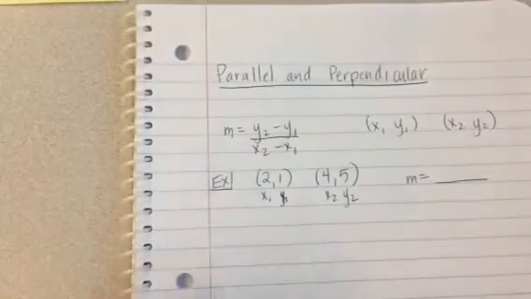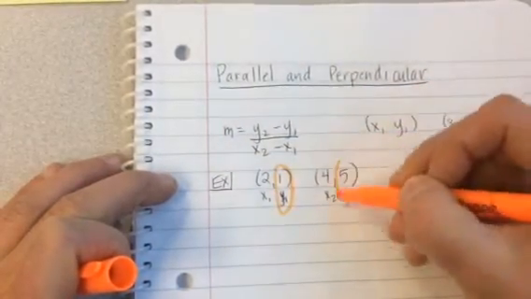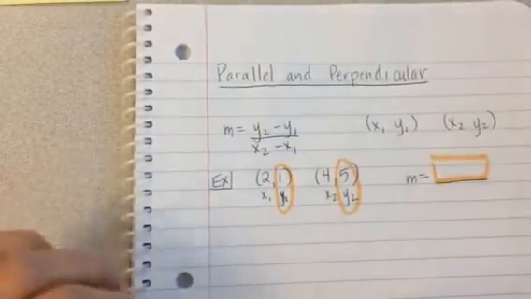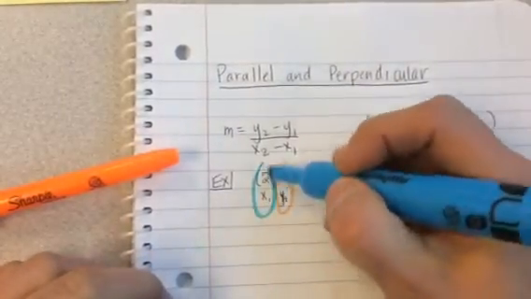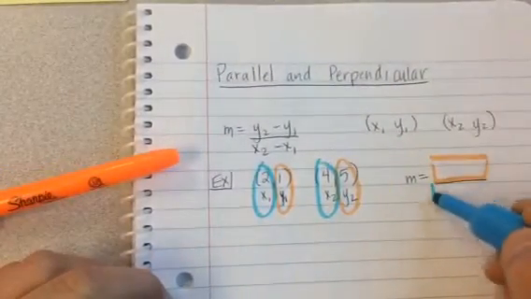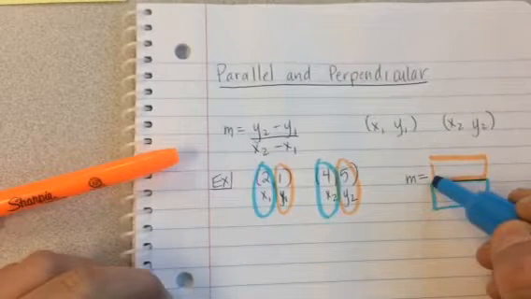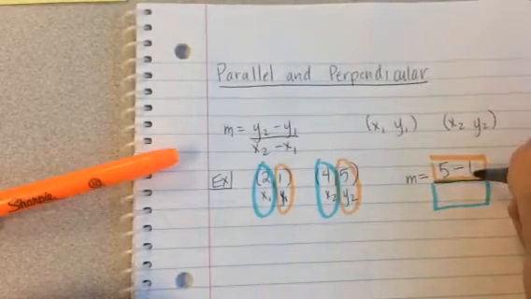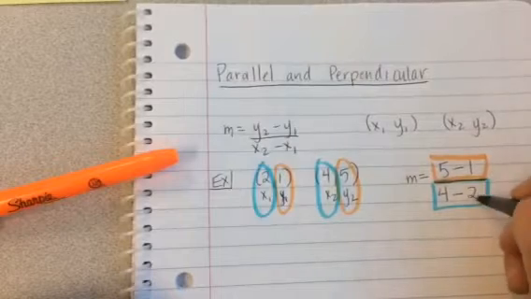The top part of the fraction is always the y's. So you're going to do y2 minus y1 on the top part of the fraction, and x2 minus x1 on the bottom part of the fraction. So y2 is 5, y1 is 1, x2 is 4, and x1 is 2.